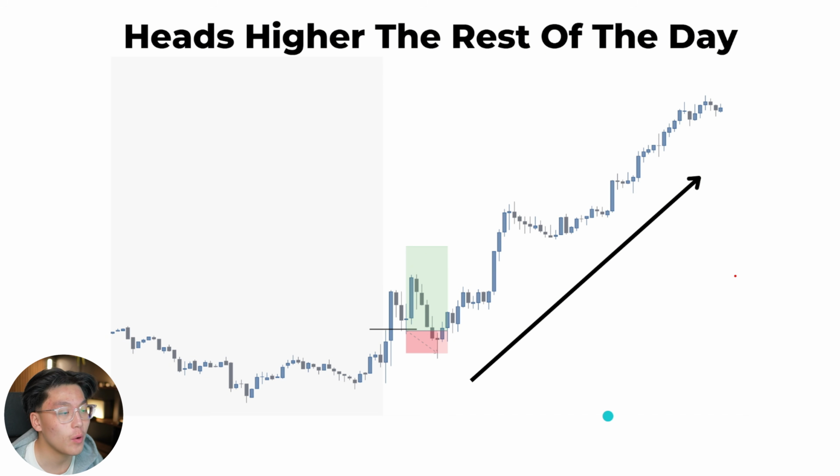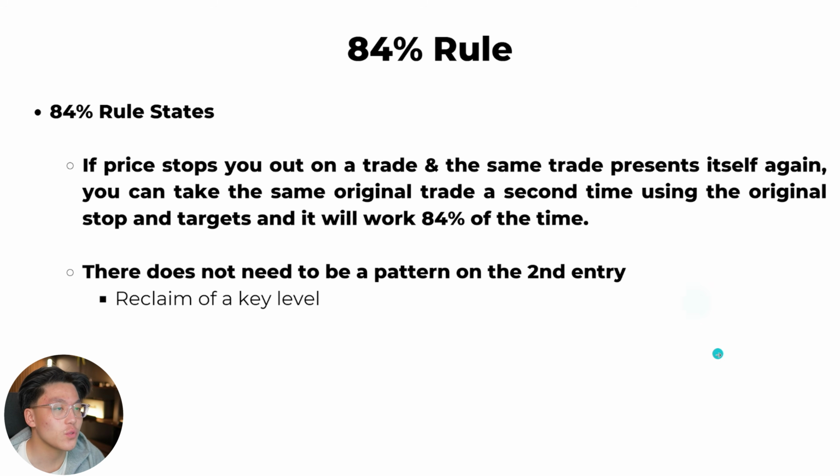You're feeling FOMO because you end up missing out on a great opportunity. And now you're wondering, where can I get back in? But now it's too late and price is already way back at high of day and we're continuing towards the upside. And this is where the 84% rule comes in.